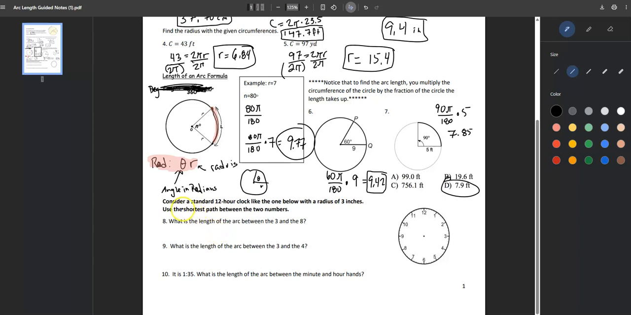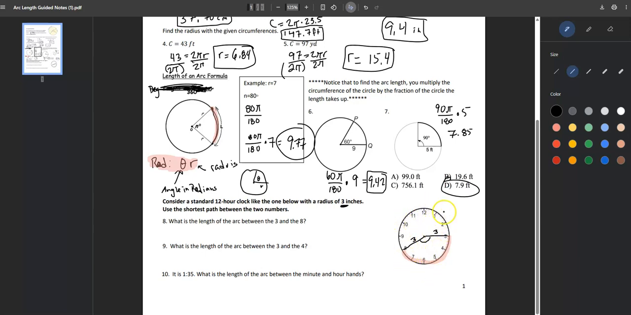Okay? So this next one, let's say I've got a clock that's made up of 12 pieces. This is a good story problem. The radius is 3 inches, and we want to know the shortest distance between two numbers. This first one, from 3 to 8, is going to be this distance right here. Again, my radius is 3. What I need to know is this angle, because once I know the angle, then I'm good.